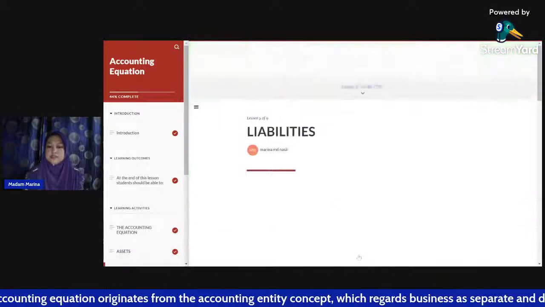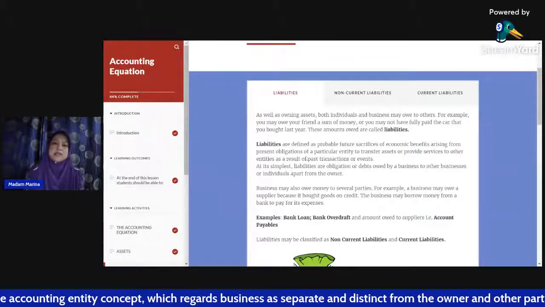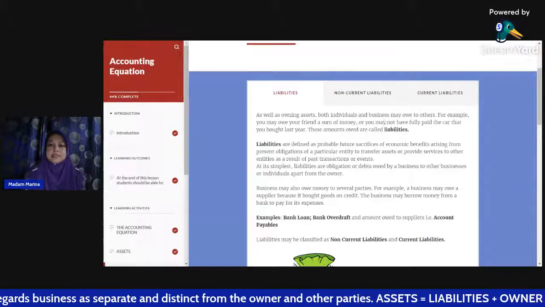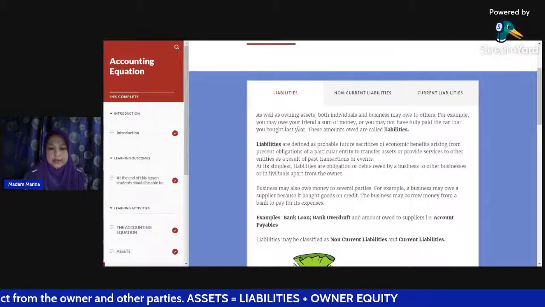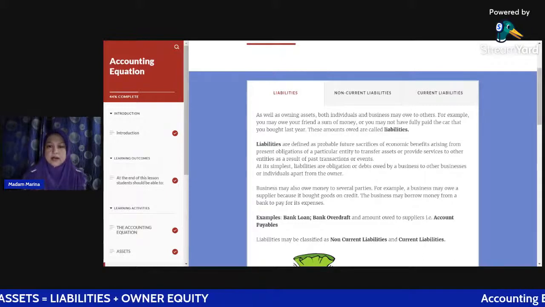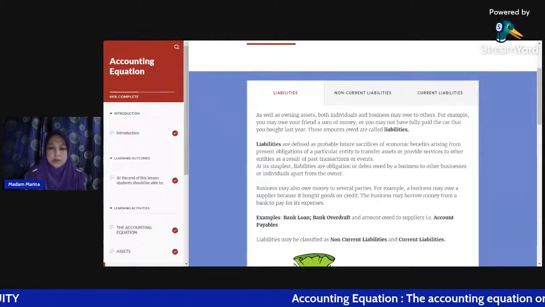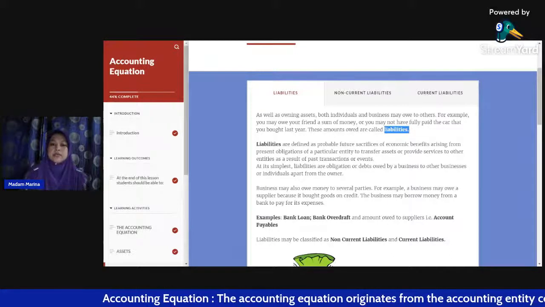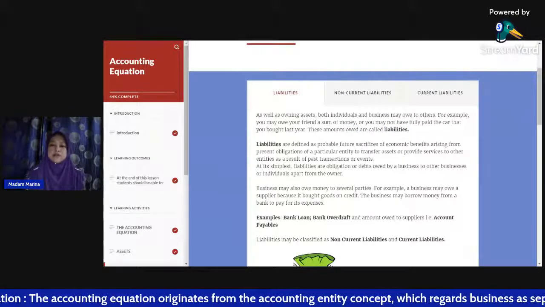Next, we move to the next subtopic, which is liabilities. What is liability? As long as owning assets, both individuals and business may owe to others. For example, you may owe your friends a sum of money. You may not have fully paid the car that you bought last year. The amounts owed are called liabilities. Amount yang kita hutang tu kita panggil liabilities.